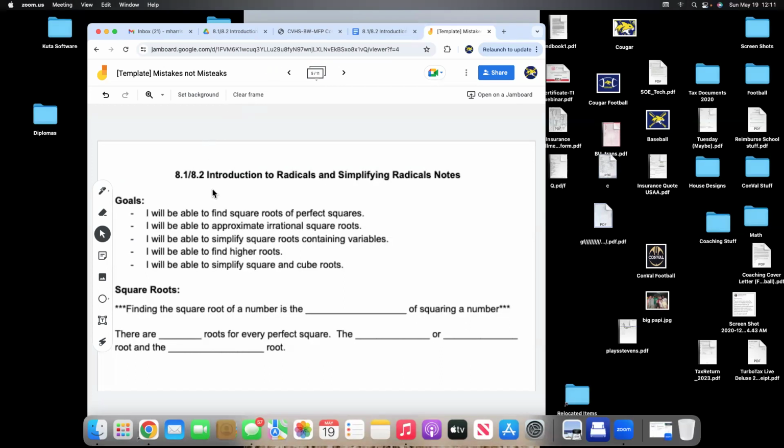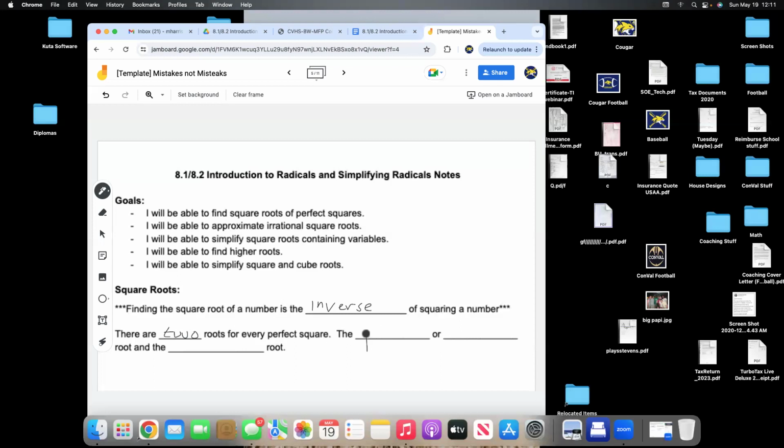All right. So first thing we're looking at is finding a square root. Finding the square root of a number is the inverse of squaring a number. Okay, so it's the opposite. I always think of square roots as Jeopardy. Okay, I'm giving you the answer. What's the question? There are two roots for every perfect square.